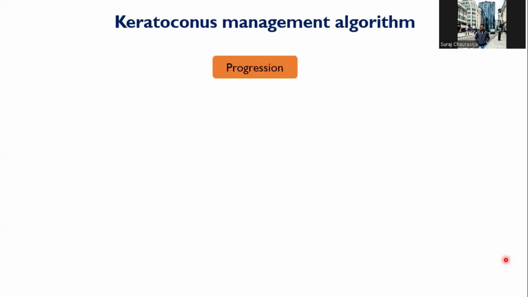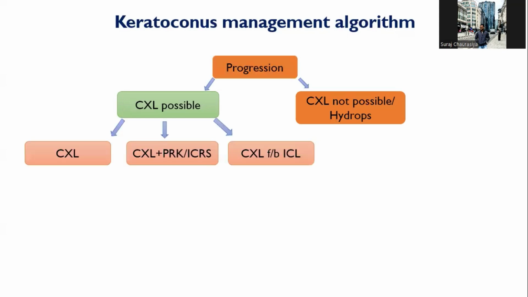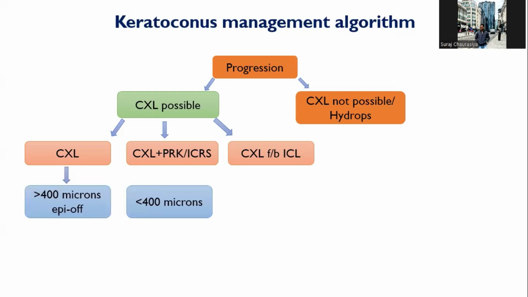When the disease is progressive, it is important to determine whether CXL is possible or not. If CXL is possible, then we have three options, the first being collagen cross-linking alone. In this scenario, assess the epithelial or corneal thickness. If the corneal thickness is more than 400 microns, proceed with the standard Dresden protocol or an accelerated protocol with at least 10 minutes of UV radiation.